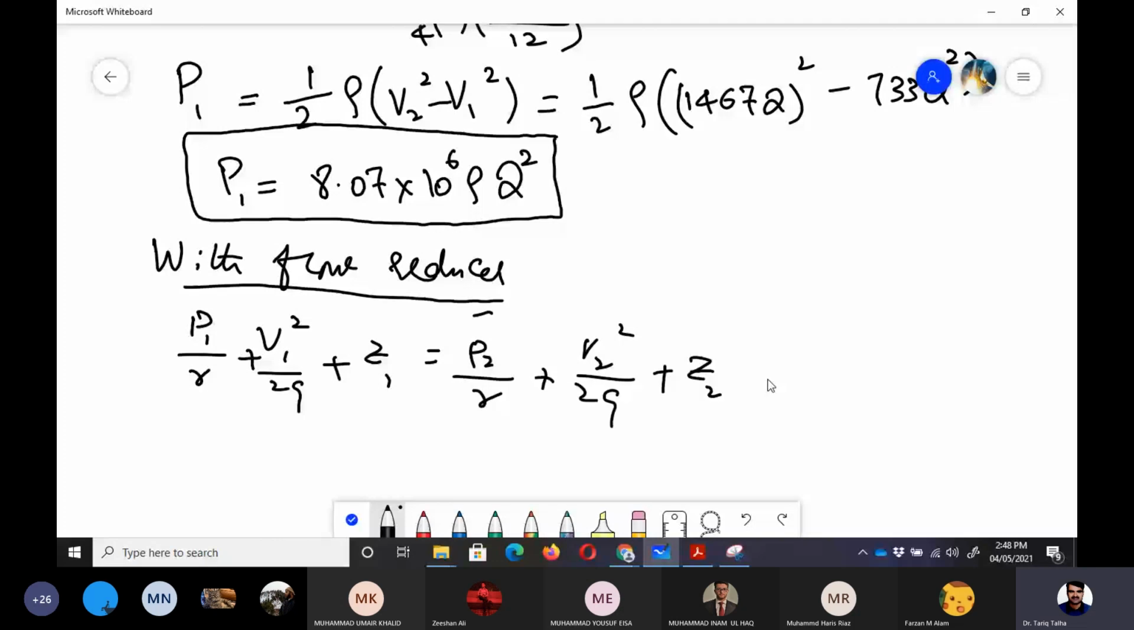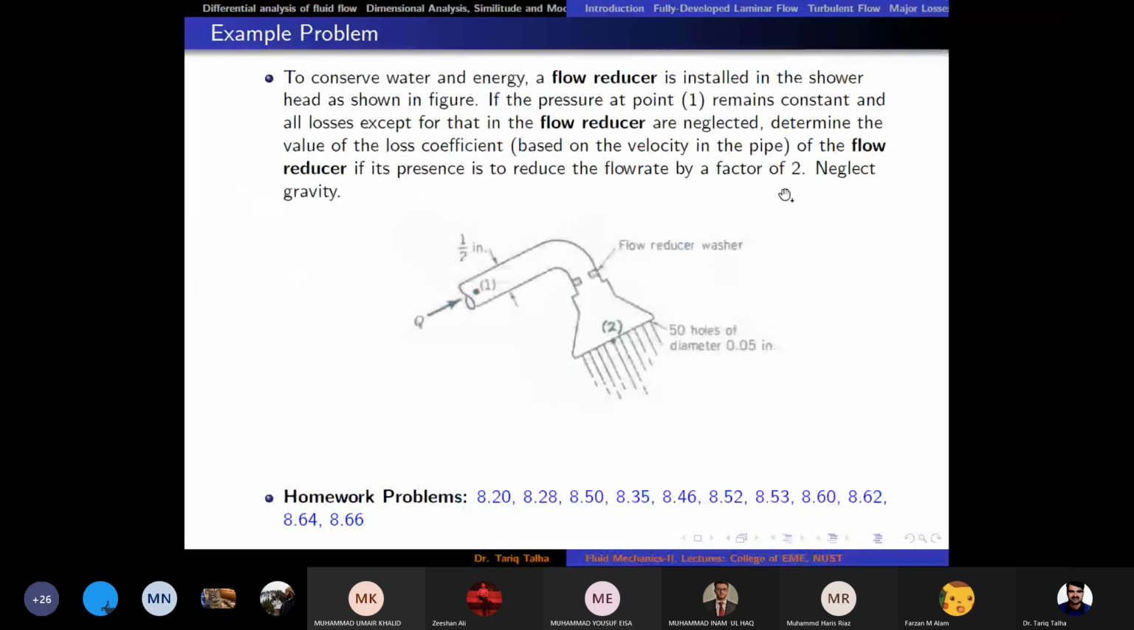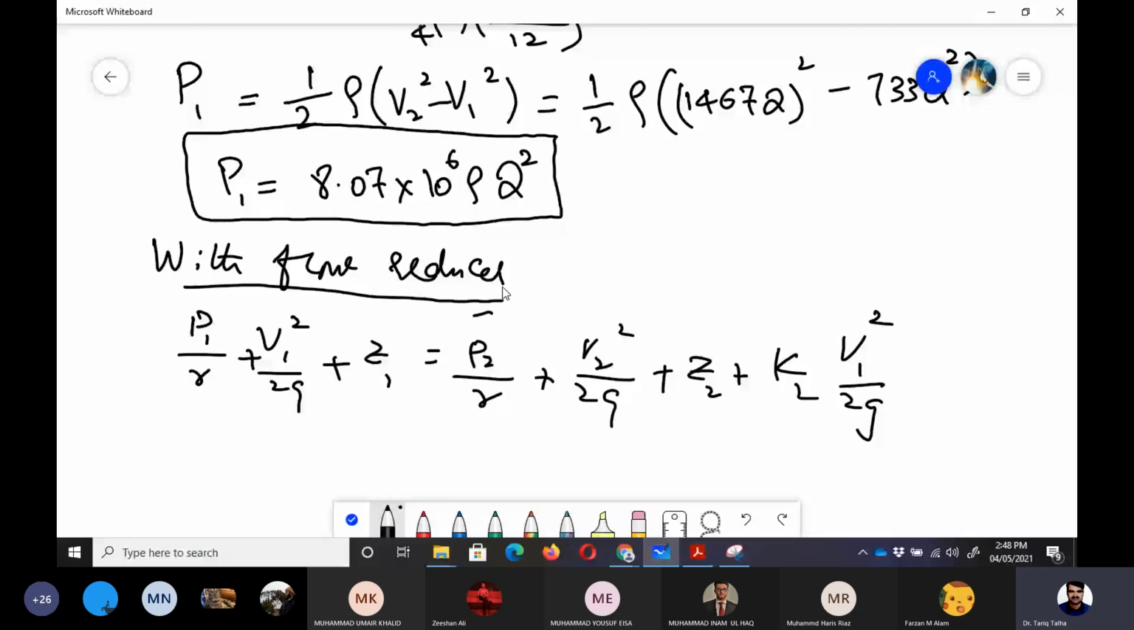now because we also need to write the minor loss term, that is KL into V1 square upon 2g, because in the statement they have said that we need to calculate the loss coefficient based on the velocity in the pipe, which is V1, right? So that's why we have multiplied KL with V1 square upon 2g. So then again, everything is the same.